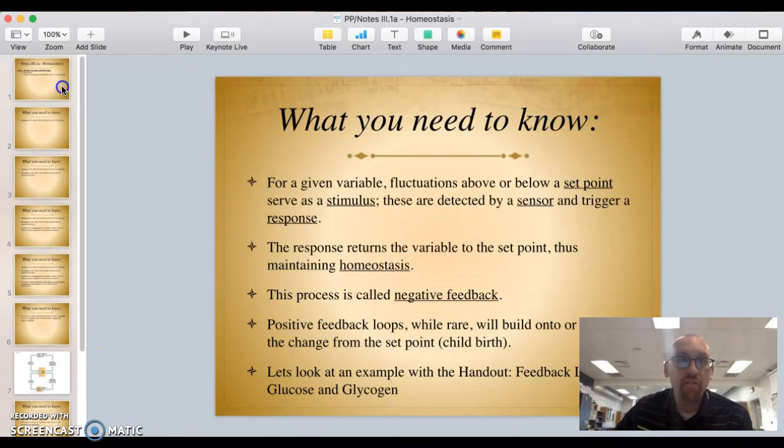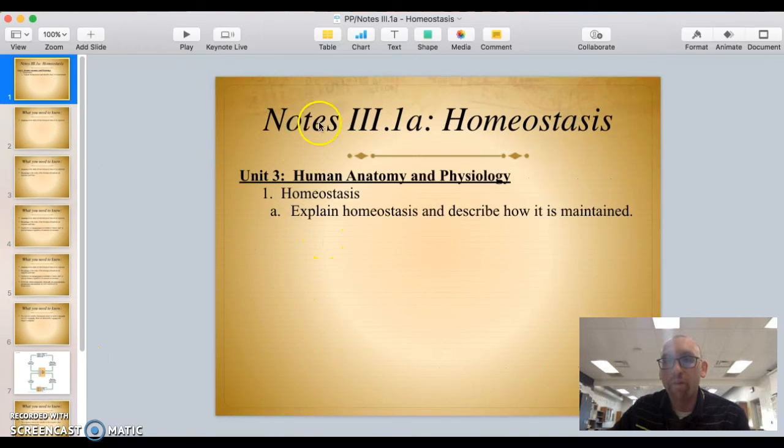And again, this is the notes. You need to title them Notes 3.1a Homeostasis for the binder check, and let me know if you have any questions.